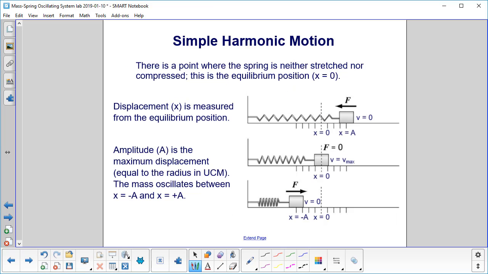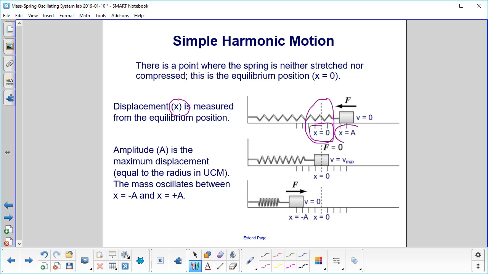There is a point where the spring is neither stretched nor compressed. This is the equilibrium position. Right here where x equals 0. And there's no force on the mass from the spring at that point. We will measure displacement, which we're going to call x, from this equilibrium position here, x equals 0.